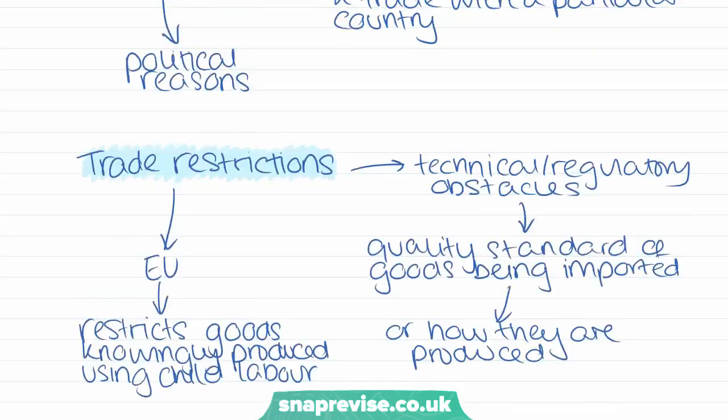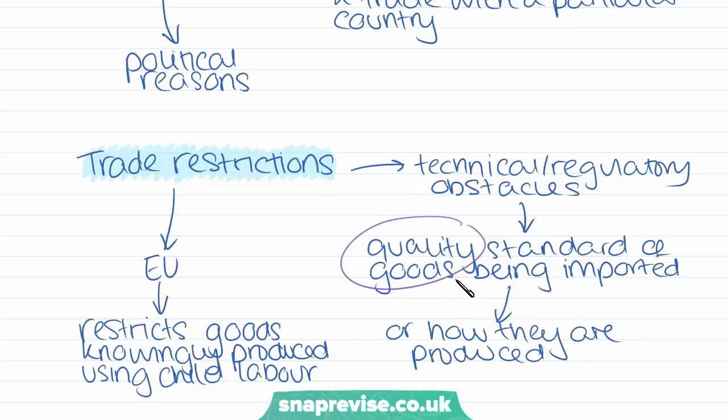And then finally, we have trade restrictions, and trade restrictions are types of import restrictions, and they can sometimes be technical or regulatory obstacles, such as the quality standard of goods being imported. So they regulate the quality, that's really important, or they regulate how things are produced. So for example, in the EU, we have EU quality standards to make sure that products are of a certain level and they meet these standards, otherwise they will not be able to be traded.